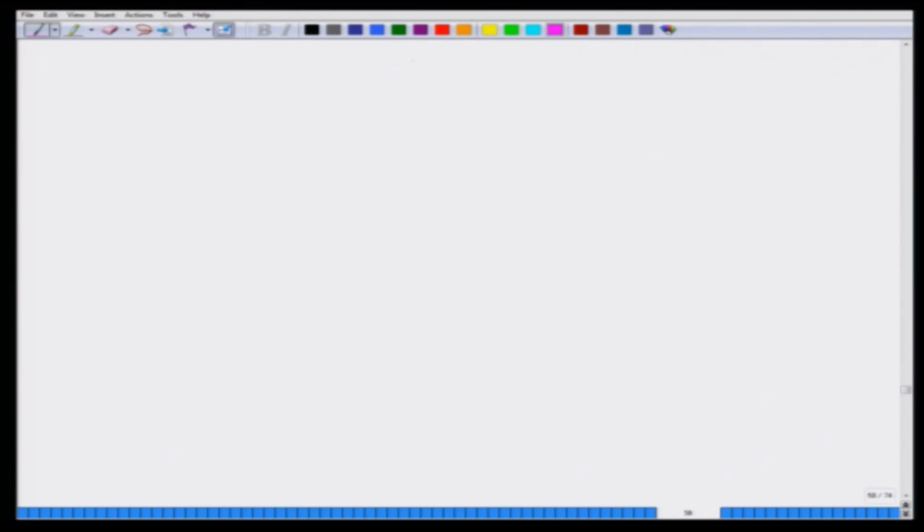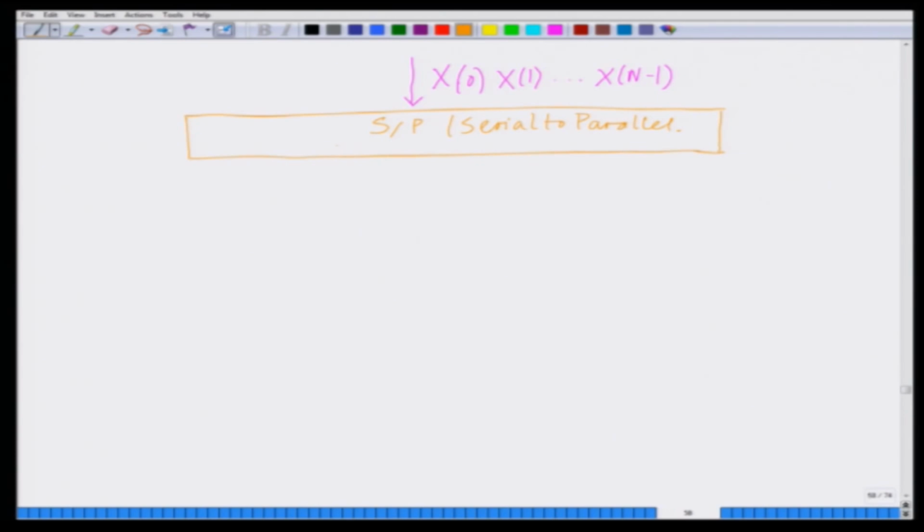In the transmitter, we begin with a set of symbols. These are X0, X1, up to XN minus 1, which are basically loaded onto the subcarriers. So, we have a serial symbol stream X0, X1, up to XN minus 1. We are going to convert this to a parallel stream, that is, this is a serial to parallel operation.